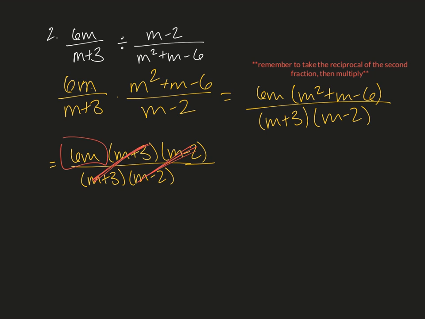Now, be careful for this, you guys. The 6m is over 1, because remember when we're canceling, same number on the top and bottom, it reduces to a 1. So it's not 6m over 0, so just be careful. And like we said, that is just 6m.